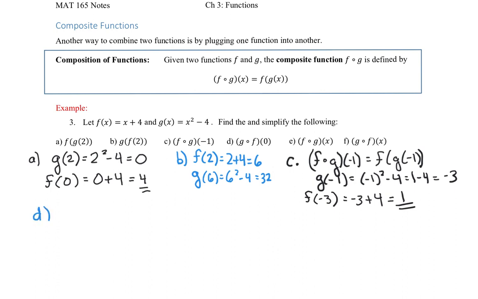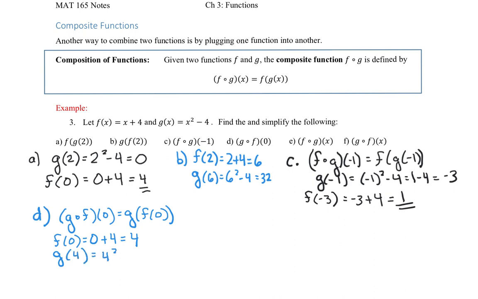Let's continue. For letter D, we're asked to find g of f of 0. And just so you get comfortable seeing this written in both forms, these mean the same thing. First, we'll have to figure out f of 0, which is 4, and then we're going to plug 4 into g. And we'll get 12.